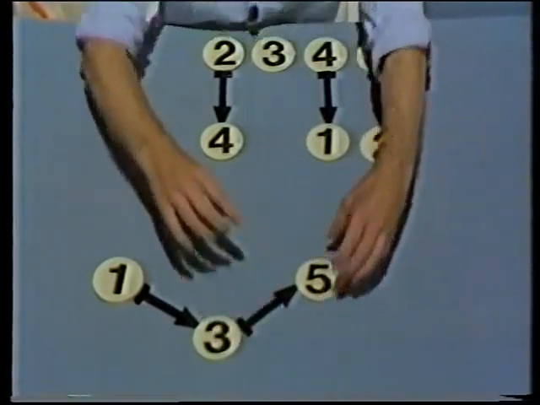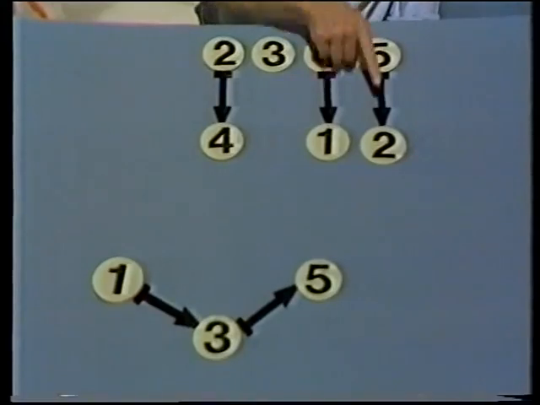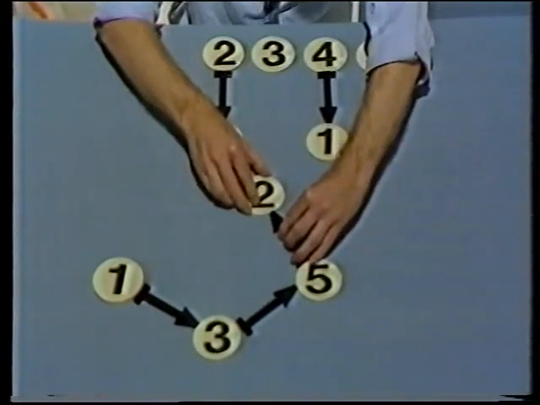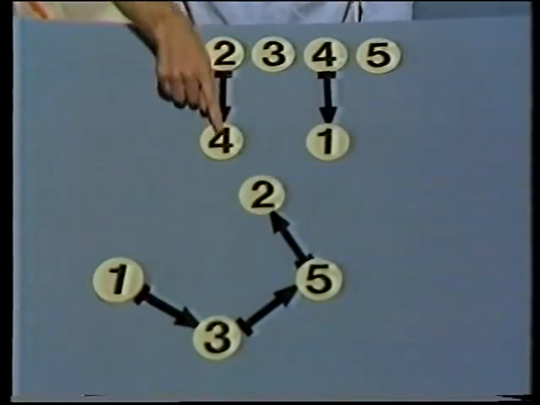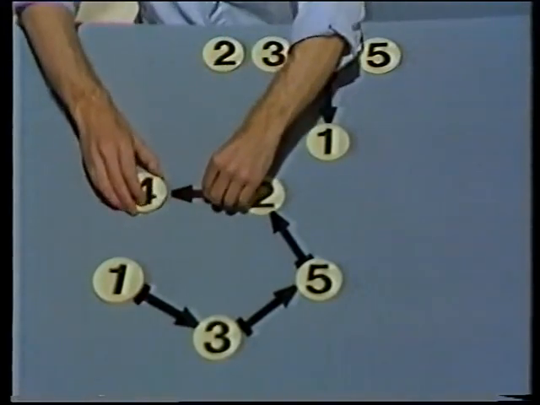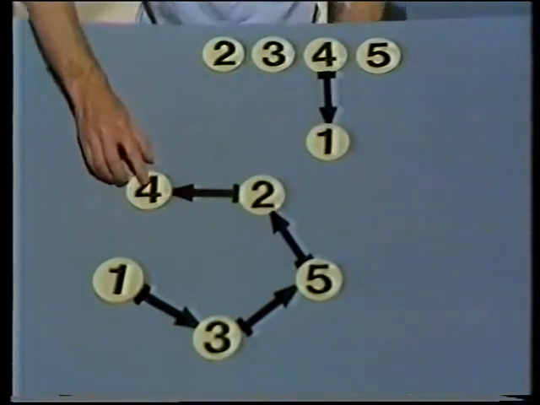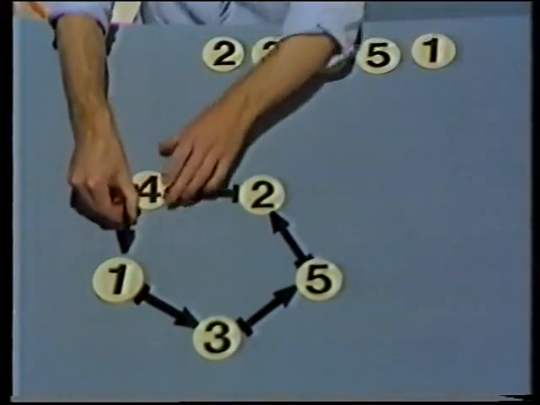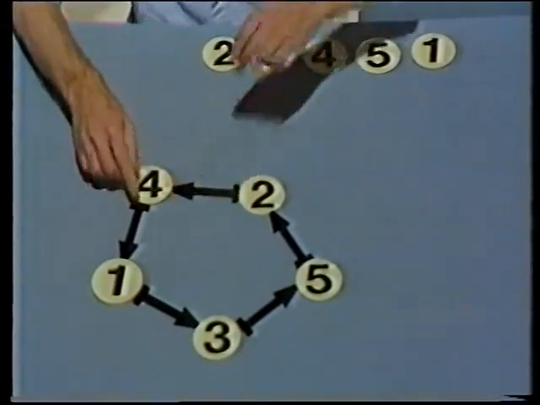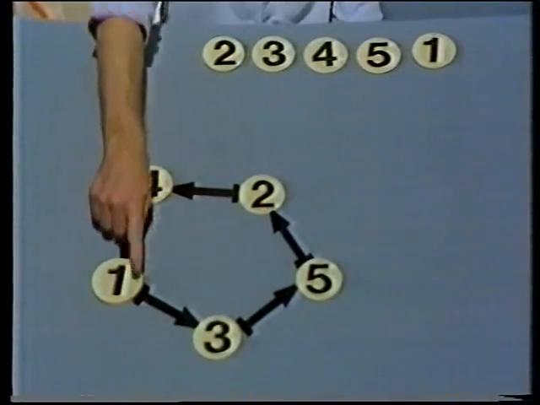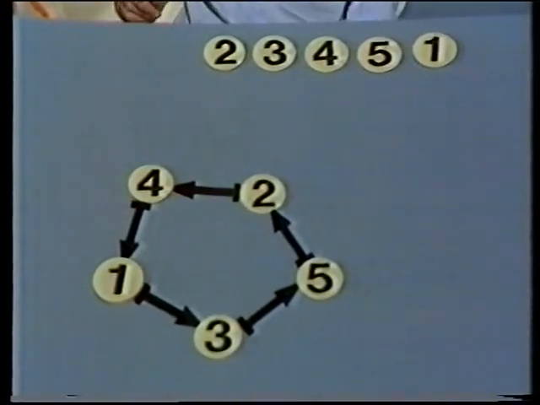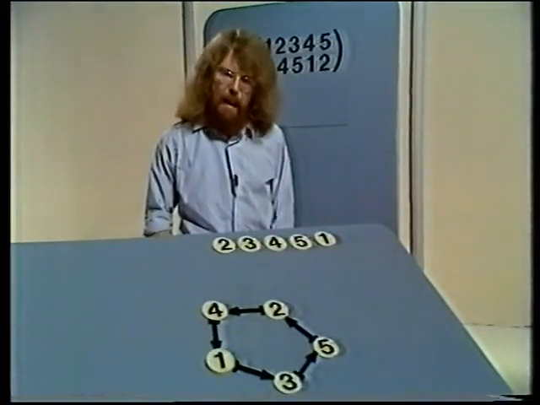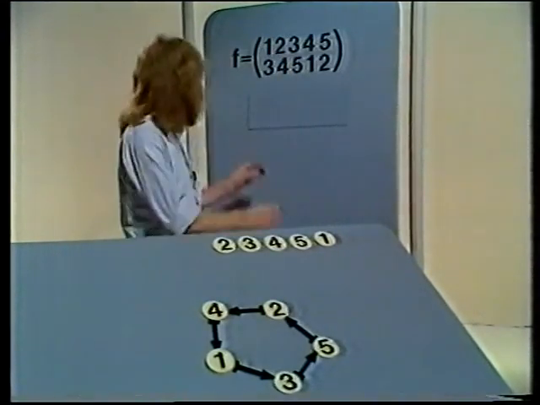3 goes to 5. Next, 5 goes to 2. So bring that down. 5 goes to 2. Then 2 goes to 4. Putting that down. And finally, what happens to 4? Well, 4 maps to 1 under the permutation. And you notice that we've completed a cycle. This cycle contains all the information about the permutation because it tells us exactly what the permutation does to each element.